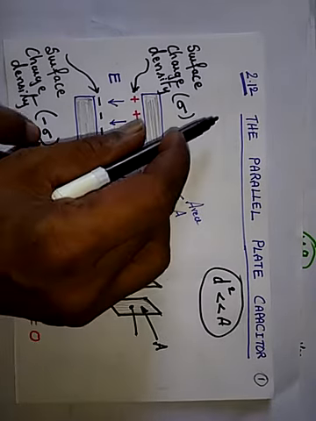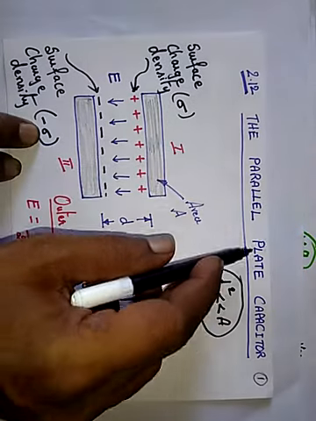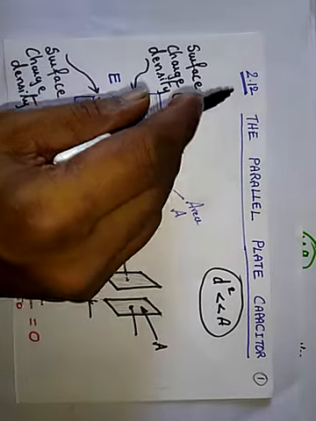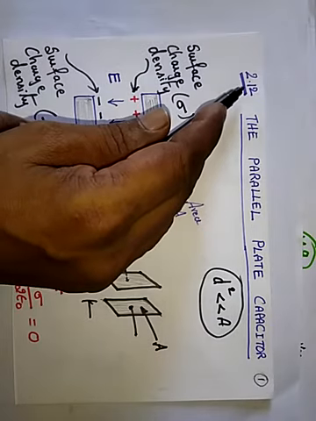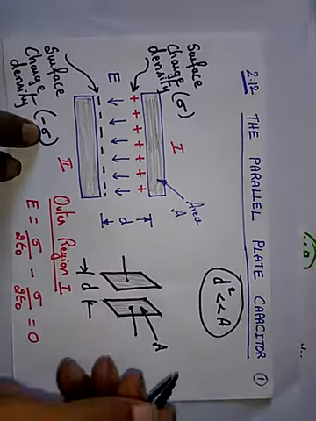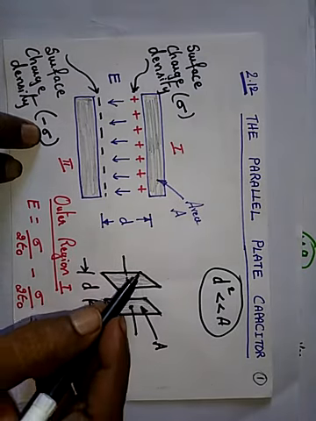So today's topic is the parallel plate capacitor. This is chapter 2, NCERT Plus 2 physics. Now we have two parallel plates.